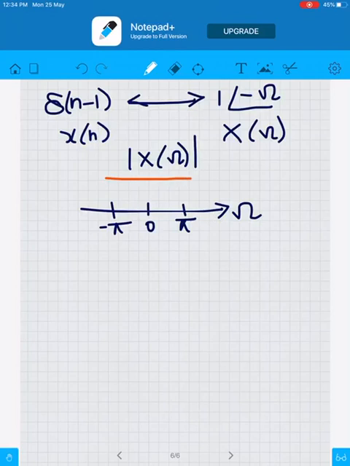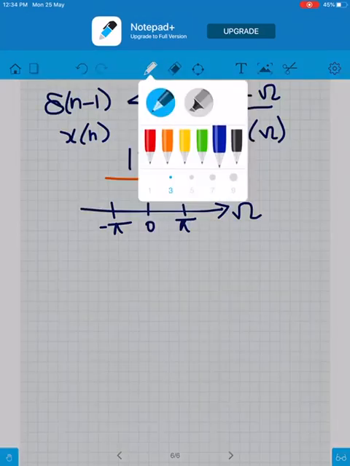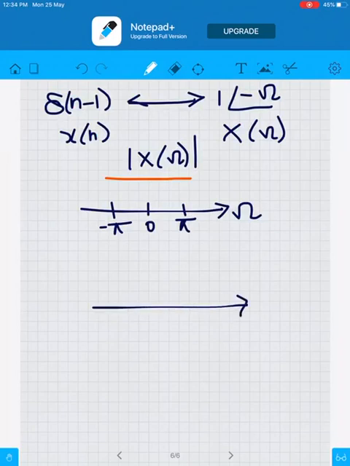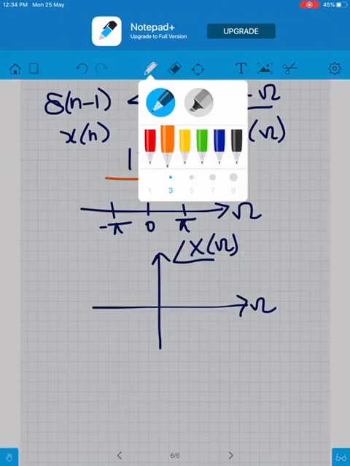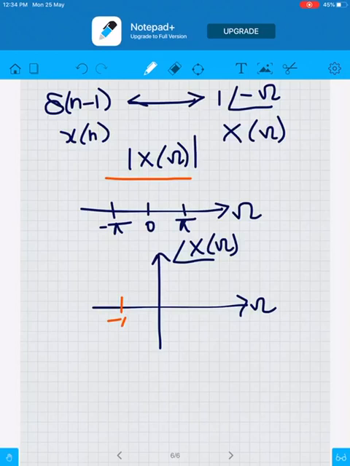Let us try to plot the phase representation. So omega, phase of X of omega. It is 1 at an angle of minus omega, right? So we can plot this from minus pi to plus pi. It will be like this, a straight line passing through the origin with negative slope. So this will be the way the magnitude and phase spectrum looks like.